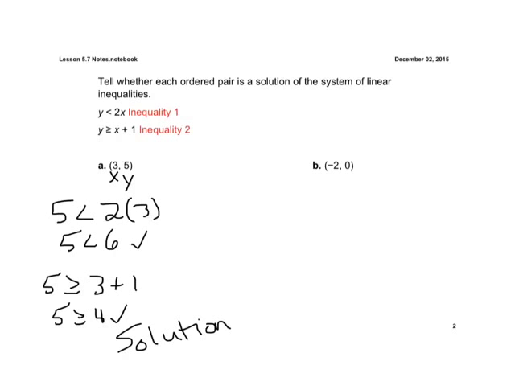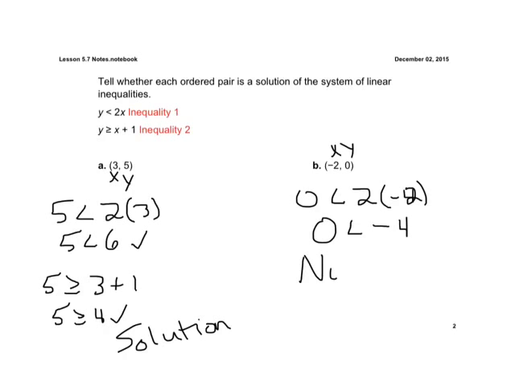Alright, let's try B real quick. Remember we have our x and our y. 0 is less than 2 times negative 2. Oops, negative 2, I got a little ahead of myself. 0 is less than negative 4. Is that true? No, 0 is actually greater than negative 4, so that doesn't work. So we don't even have to check the second one because we know they both have to be true. So we can assume right away that that is not a solution. If you get one that's not true, you don't even need to check the other one. We do not have a solution there.